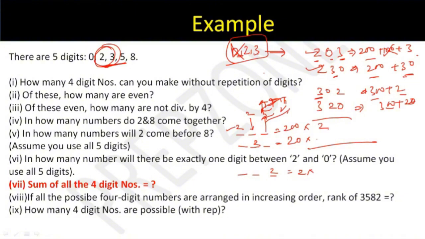200 into 2. Similarly, if 2 is here, I can have only 1 digit here. It has to be 3. If I have 1 digit here, it has to be 1. So the total value of 2 in the second position is 20 into 1. Similarly, if 2 is here, I can't have 0 here. So here it has to be 3. I have only 1 option and the leftover is here. So again, the value is this.